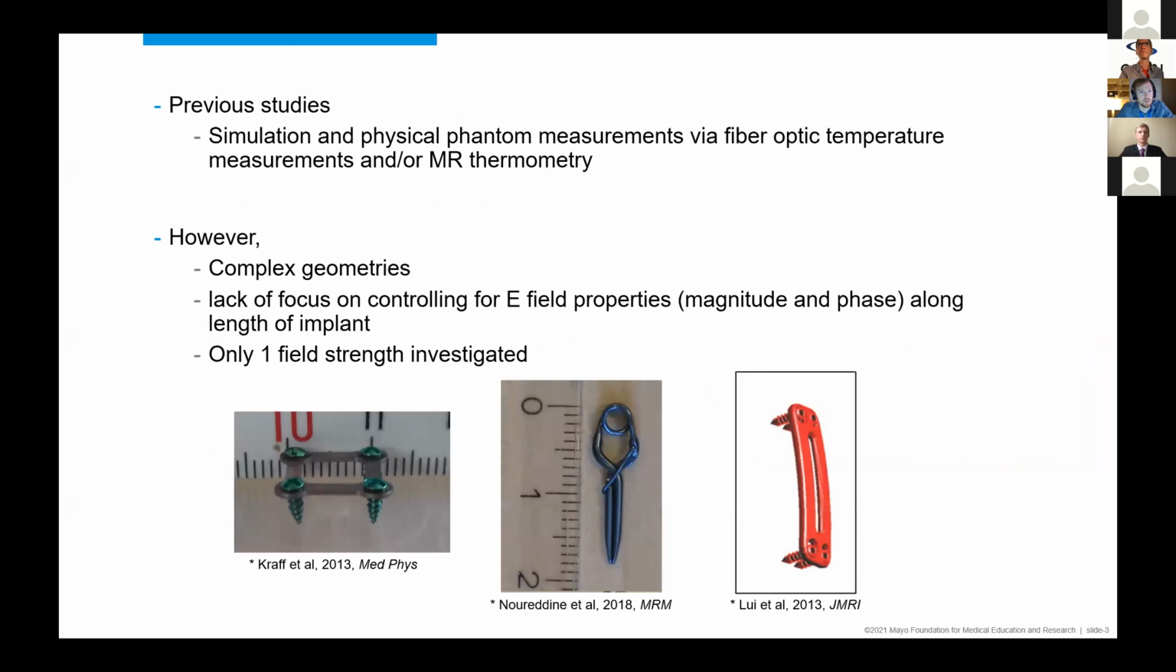With that said, there have been previous studies that have looked at this, including simulated and physical phantom measurements by fiber optic temperature measurement or MR thermometry experiments. However, a lot of these studies used very complex geometries for their implants, such as the examples in the images you see below. They lacked a focus on controlling for their E-field properties in terms of magnitude and phase along the dimensions or length of their implants. They also only focused on one particular field strength. So they either looked at the low side at 3 Tesla, or they looked at the high side at 7 Tesla, but rarely both. Next slide, please.